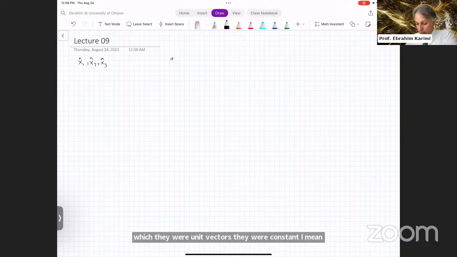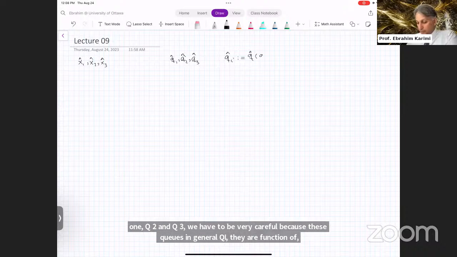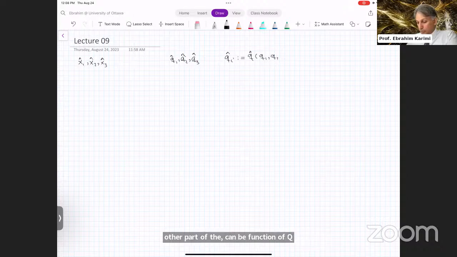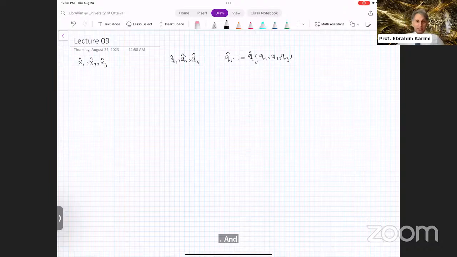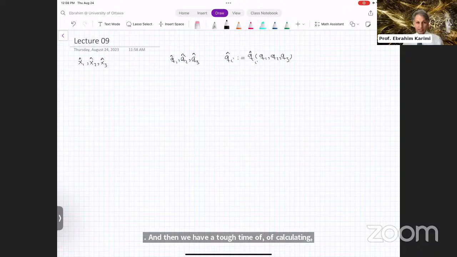While if we work with q1, q2, and q3, we have to be very careful, because these qi in general are functions of other parameters. It can be a function of q1, q2, and q3, and then we have a tough time calculating, let's say, integrals or derivatives, because those are coordinate dependent.